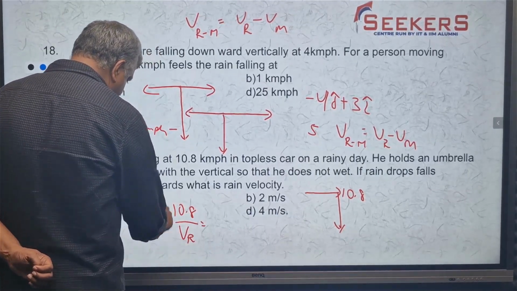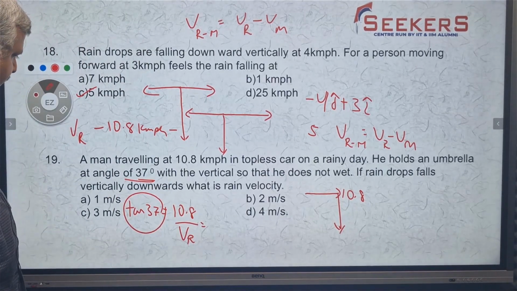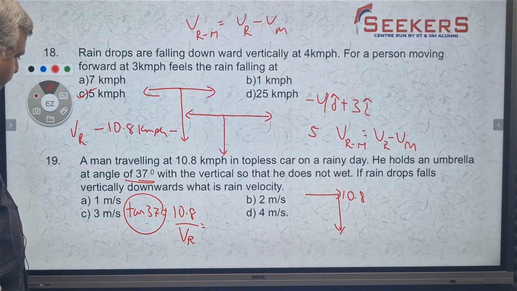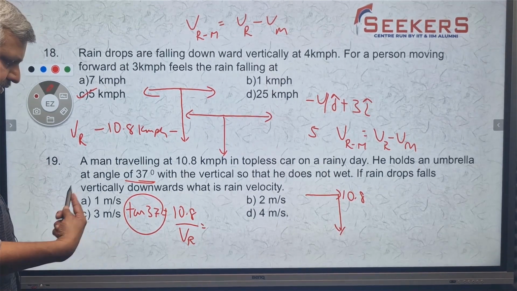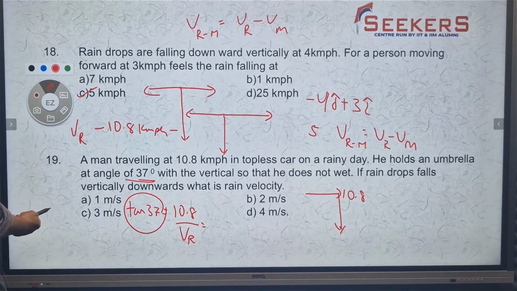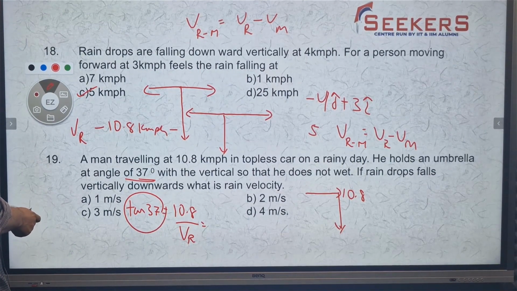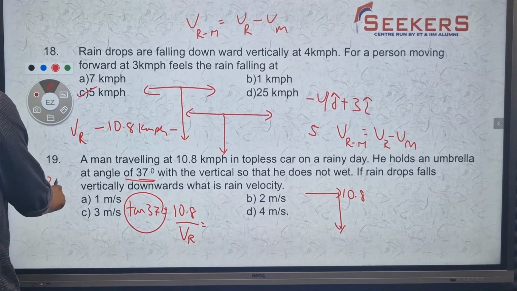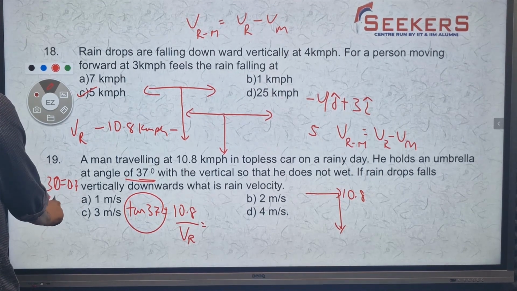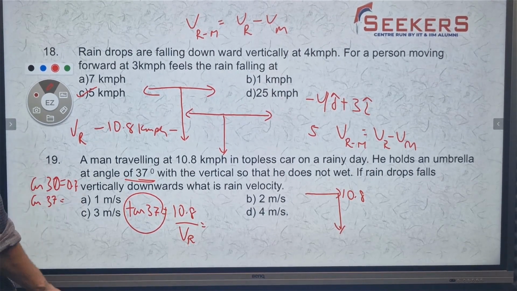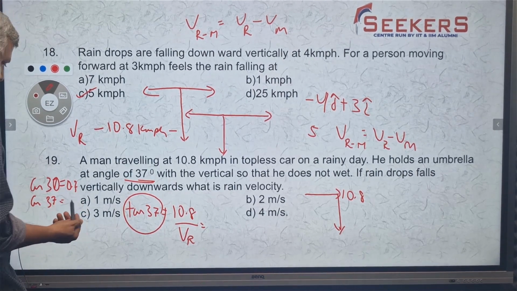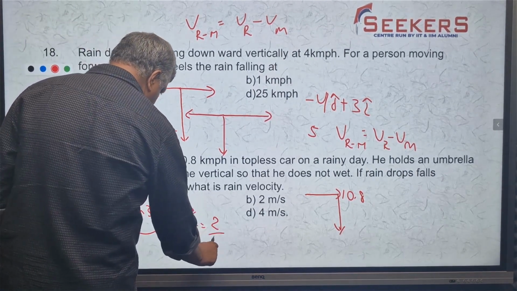Now I don't know what tan 37 is, so I have to look up the tables and then find out, but otherwise I'll get the answer. Okay, so tan 37, assume tan 37 is sin 37 by cos 37. Cos 30 is root 3 by 2, that is 0.87. So if I go for 0.87, cos 30 is 0.87. So cos 37 will be less than that. So I'll go for the ratio 2 by 3. So this is equal to 2 by 3.